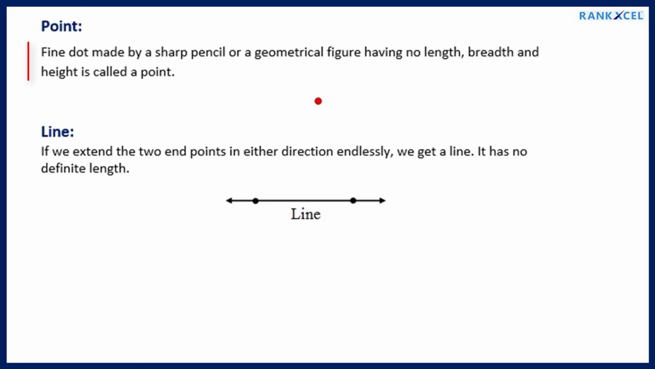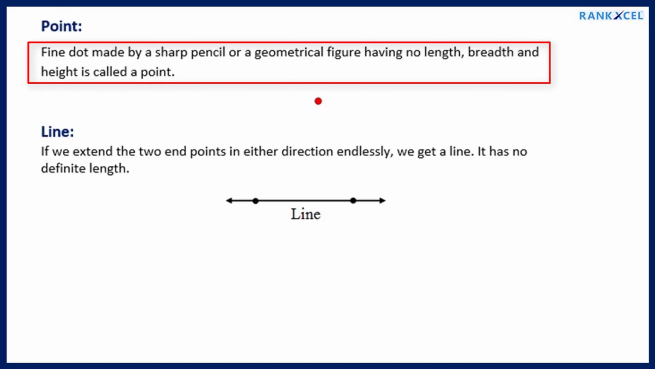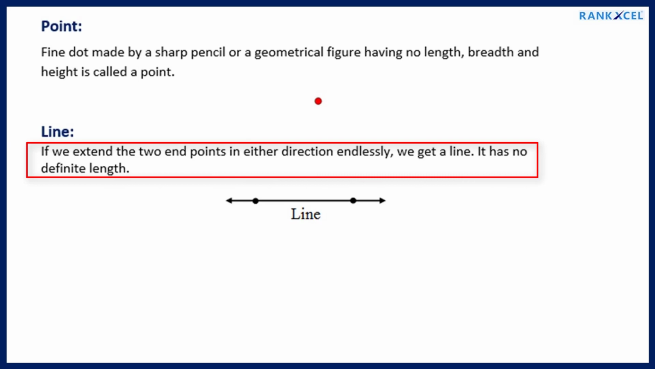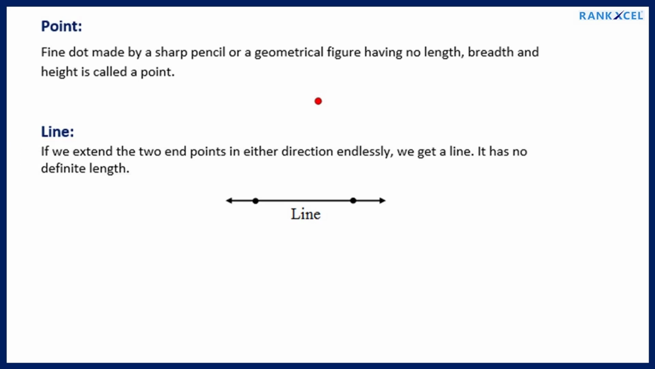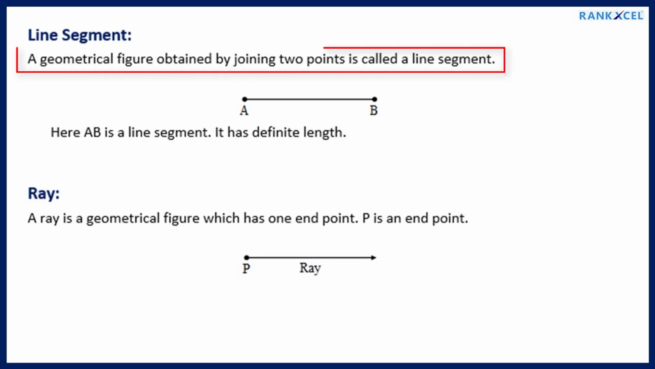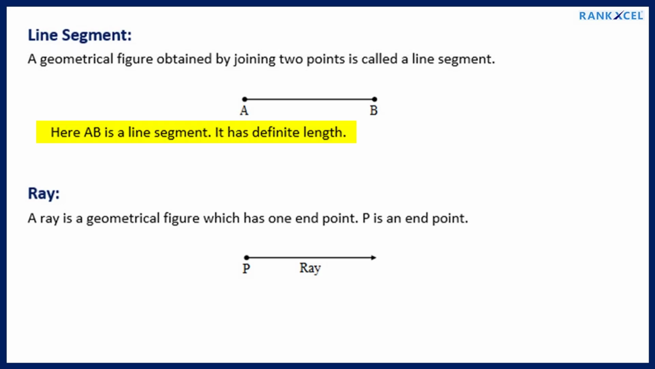Point: a fine dot made by a sharp pencil, or a geometrical figure having no length, breadth and height, is called a point. Line: if we extend the two end points in either direction endlessly, we get a line. It has no definite length. Line segment: a geometrical figure obtained by joining 2 points is called a line segment. Here AB is a line segment. It has definite length.